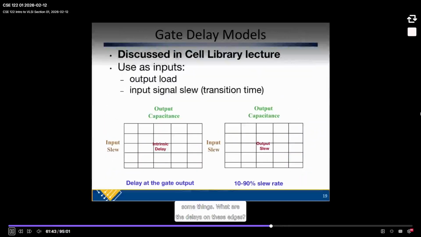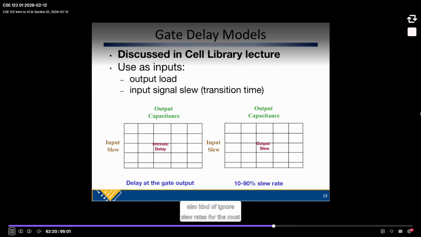Skip some things. What are the delays on these edges? We had the library lecture. We have delays for our logic gates. They are values from the tables in the lib file. If you have an input slew, now you at least know this for your primary inputs, and you make a guess for them for your outputs of flip-flops. You look up the input slew and the output load, and you can figure out the delay of the gate. So I can add this delay to any of my edges in the graph. I can also add a slew rate to a signal on any of those in addition.